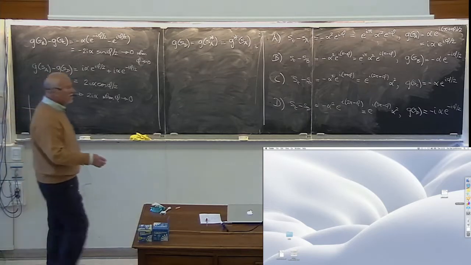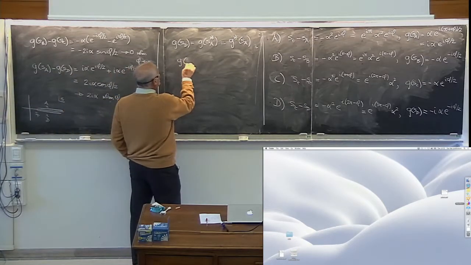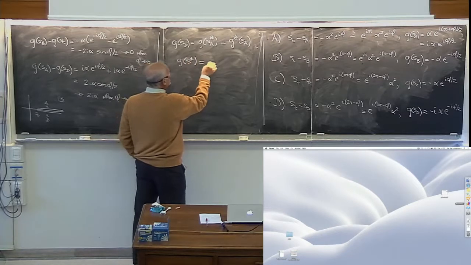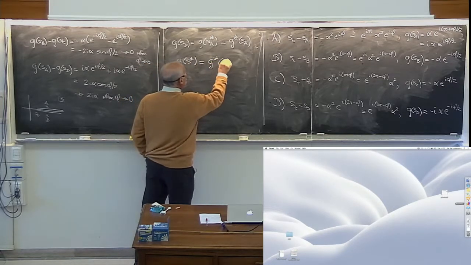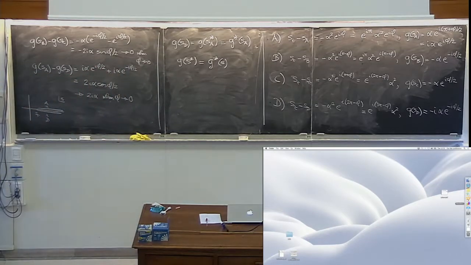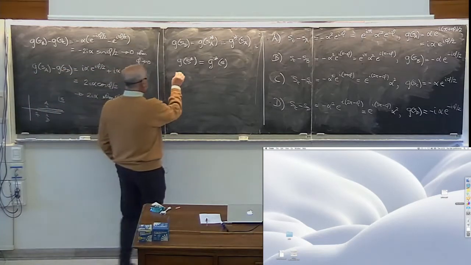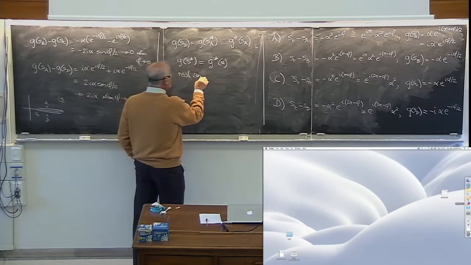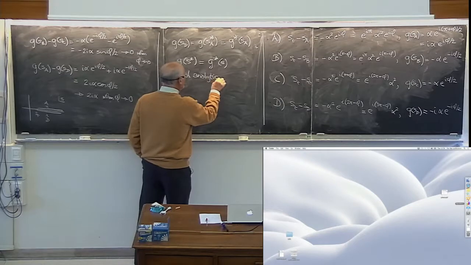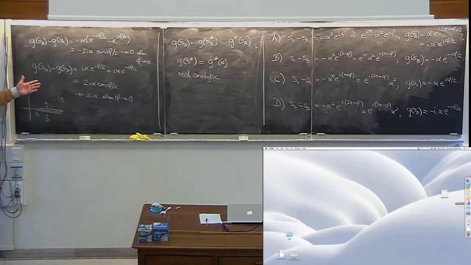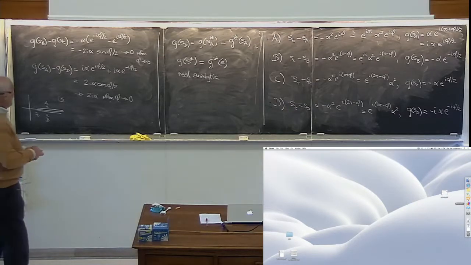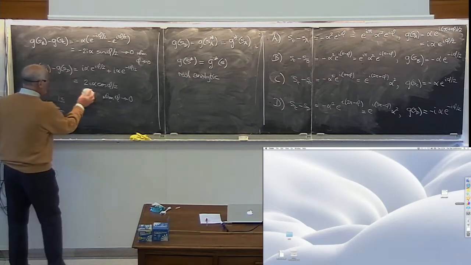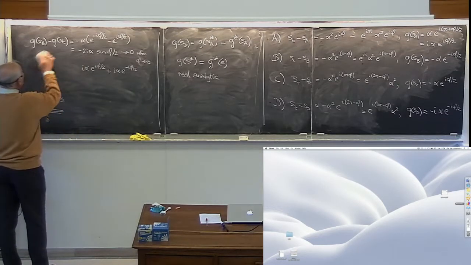So the function in general doesn't just depend on any point. G at the complex conjugate point is the complex conjugate of the function. And such a function is called real analytic. So the function in the top half plane is the complex conjugate of the function in the lower half plane. Now, we need to do just two other things.